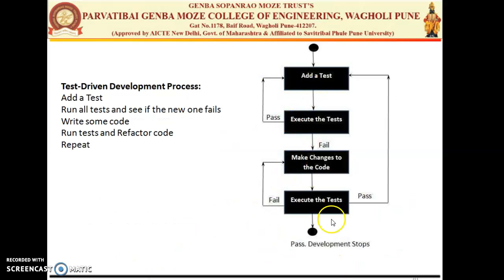So if you see the flow chart, first we add the test. That means for the particular feature we add the test, we execute the test. If the test passes, we add the test for the next feature. If the test fails, we make changes to the code. Again we execute the test. If the test fails, we again make changes to the code and execute the test. If the test passes, we can again go for the next feature to write the test. Okay. So that is test driven development.